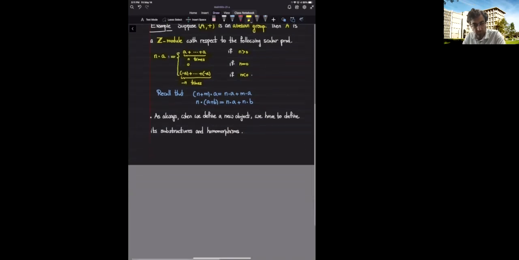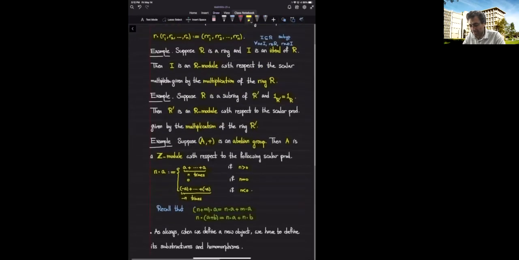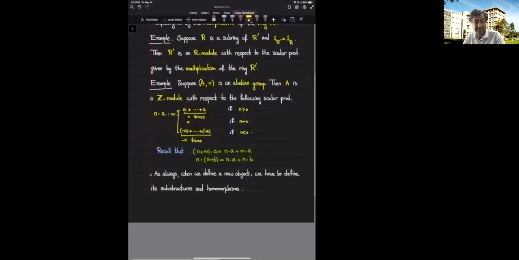If you remember, we have shown that n plus m, for every integer n and m, times a, for every a inside this abelian group, is the same as na plus ma, and n times a plus b is the same as n times a plus n times b, essentially because addition is abelian, is commutative. So these conditions, together with the fact that 1 times a is a, immediately imply that A is a Z module.